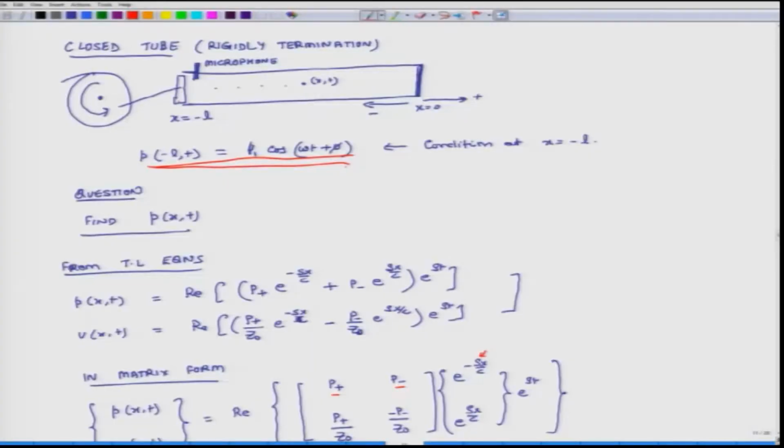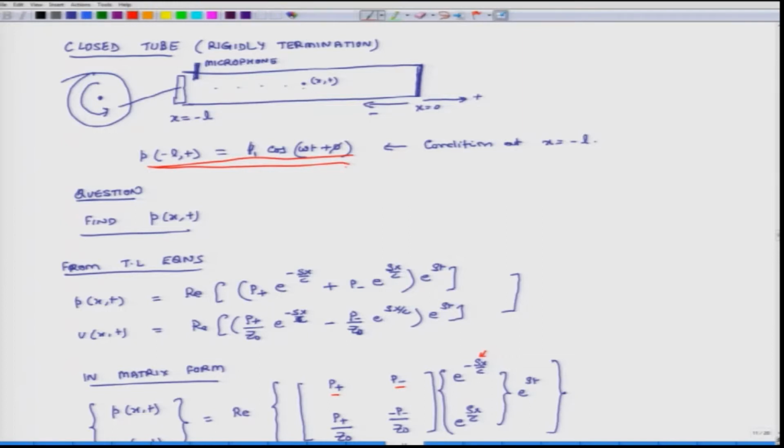At one end of the tube, where x is equal to minus L, the pressure is P of minus L, t, and that is equal to P1 cosine omega t plus phi. And at the closed end, it is a closed end, so it has some physical implication. We will come to that just in a moment.